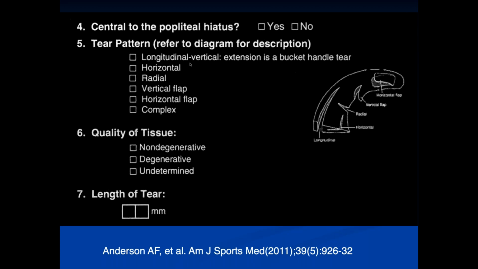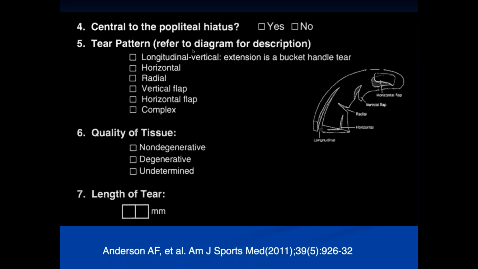So they describe tears into 6 different patterns: longitudinal vertical, which would be the kind of a bucket handle tear, a horizontal tear, a radial tear, a vertical flap tear, where basically the tear is in the vertical plane and you have an unstable flap of meniscus coming out here, a little bit like a parrot beak would be one of these types, or a horizontal flap tear where you have a horizontal tear and then a leaf of the meniscus is flipped up or down on itself.